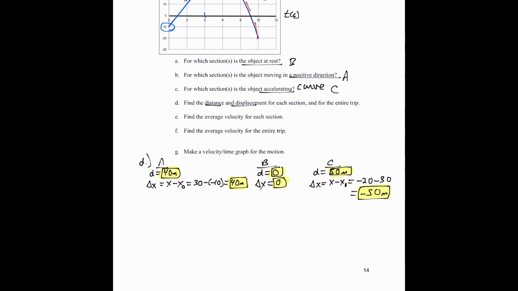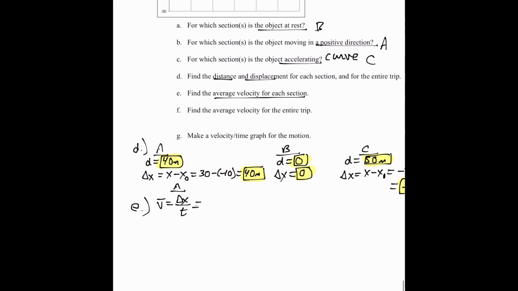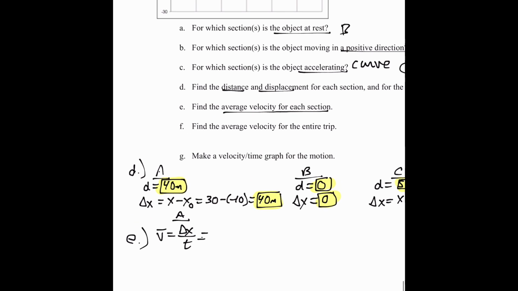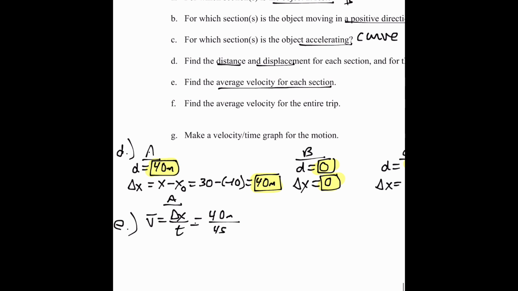Okay, there's part D. Part E, find the average velocity for each section. So average velocity is your displacement over time, over that time interval. So let's go section A. Our displacement was 40 meters, and the time was 4 seconds. So we're talking about an average of 10 meters per second.